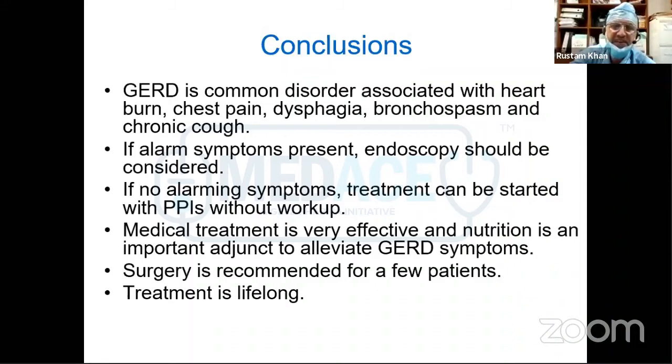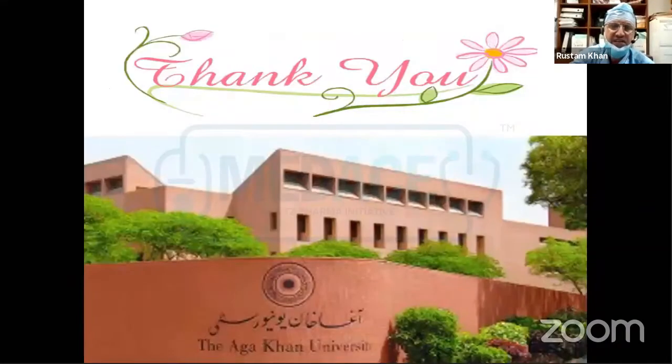Medical treatment is very effective and nutrition is an important adjunct to alleviate gut symptoms. Surgery is recommended for very few patients and treatment for GERD is lifelong. With this, I would like to thank you for your patient listening and we will take question answer at the end of this presentation.